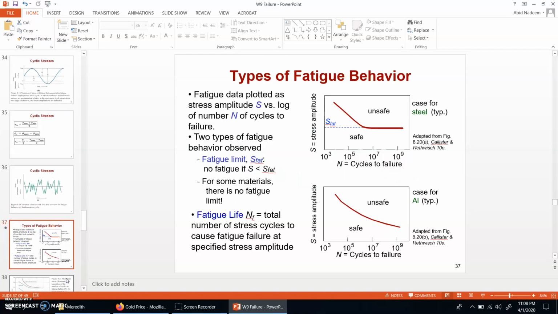Okay, so what are the types of fatigue behavior? The meaning is that, for example, if there is a material, a metal or some alloy, how that metal will behave under the fatigue load. So there are actually two types of behaviors which are shown over here in these two graphs.